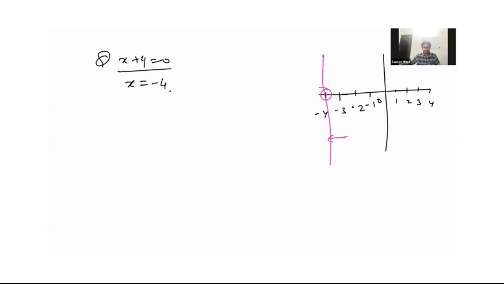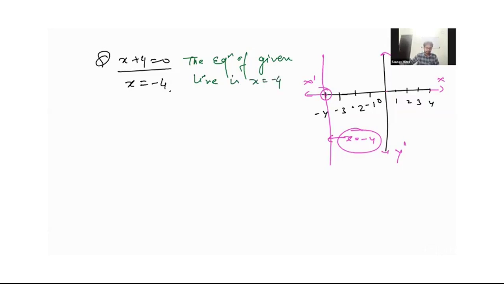So the equation of this line is x equals -4, and this graph represents a straight line. Again, since there is no value of y, that's why this line is parallel to the y-axis. This is your y-axis. This is x dash, this is your y dash, and this is your origin point. So again we will write a statement like we wrote in the previous question. The equation of the given line is x equals -4.